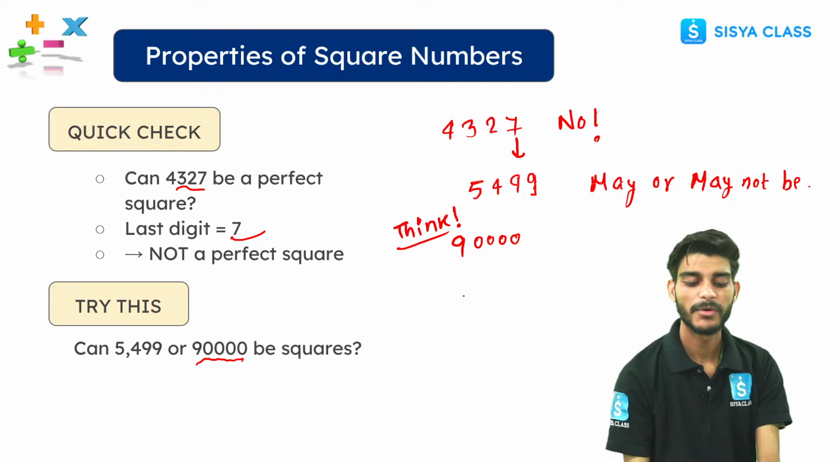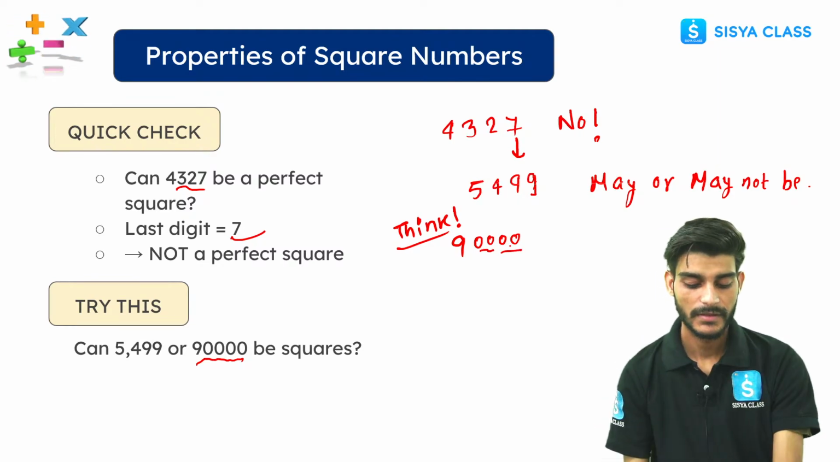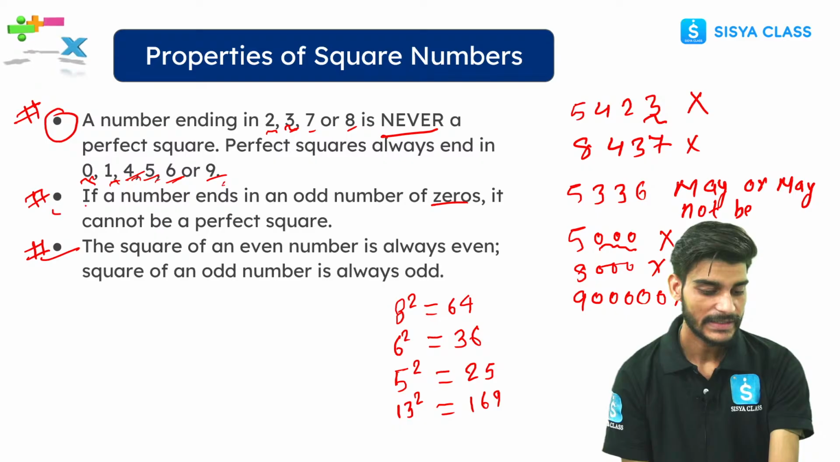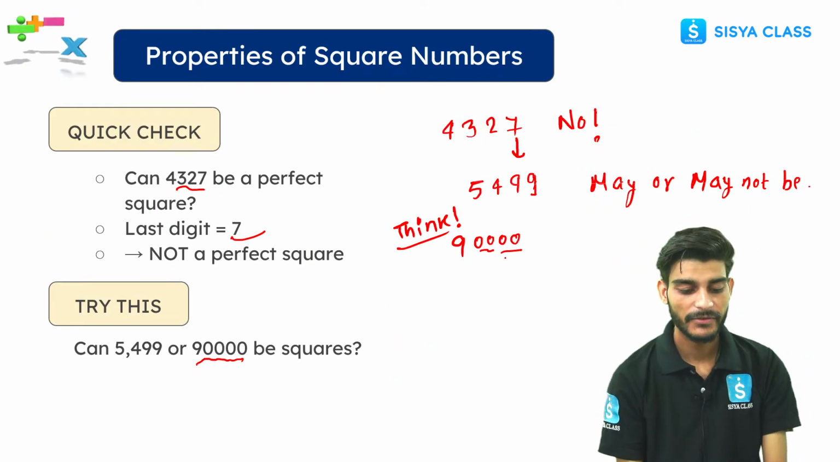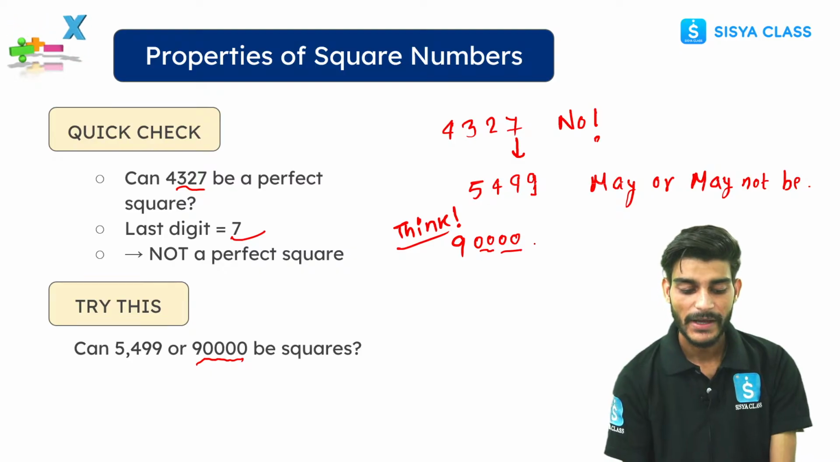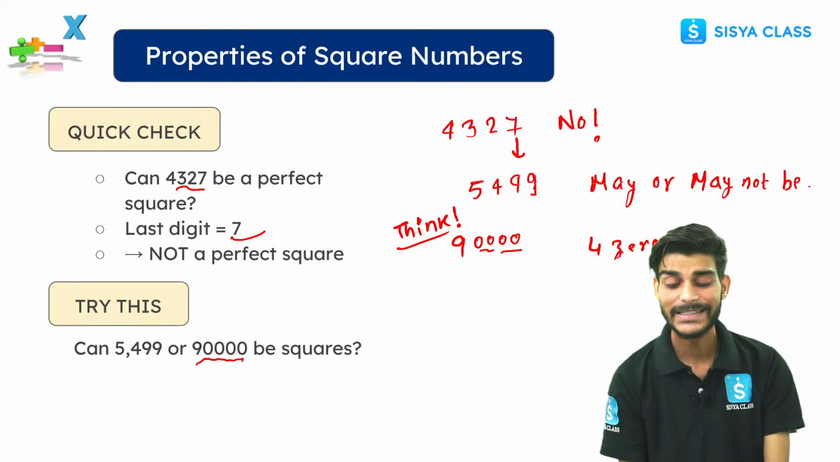Think. Is this a perfect square? So we have 4 zeros. Property number 2 says that if we had an odd number of zeros, then it cannot be a perfect square. But here we had an even number of zeros, right? We have 4 zeros. So it can be a perfect square, but will it always be a perfect square?